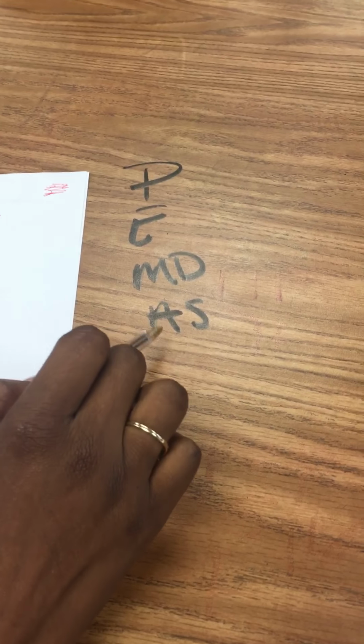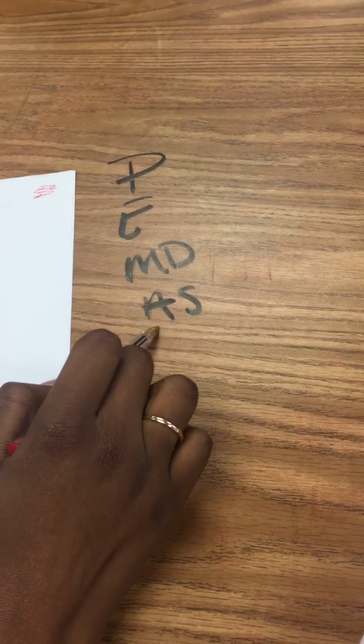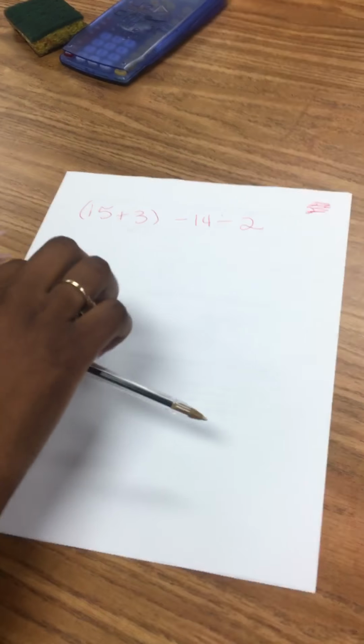the M and the D, which stands for multiply and divide from side to side. Sometimes multiplication and division occur at the same time. We would do whichever came first, from left to right. And then we would go to our A and our S, which stands for addition and subtraction from side to side. Okay, so that got a little messy, but it's the same thing. Addition and subtraction from side to side.